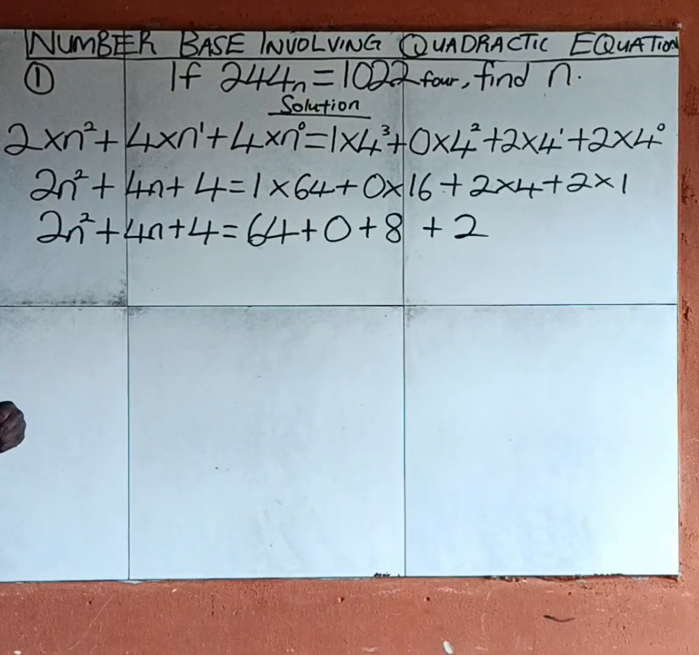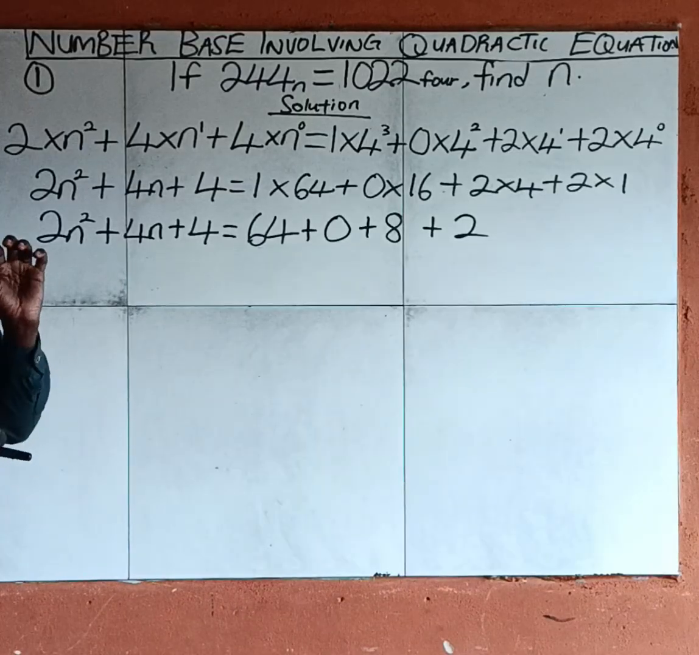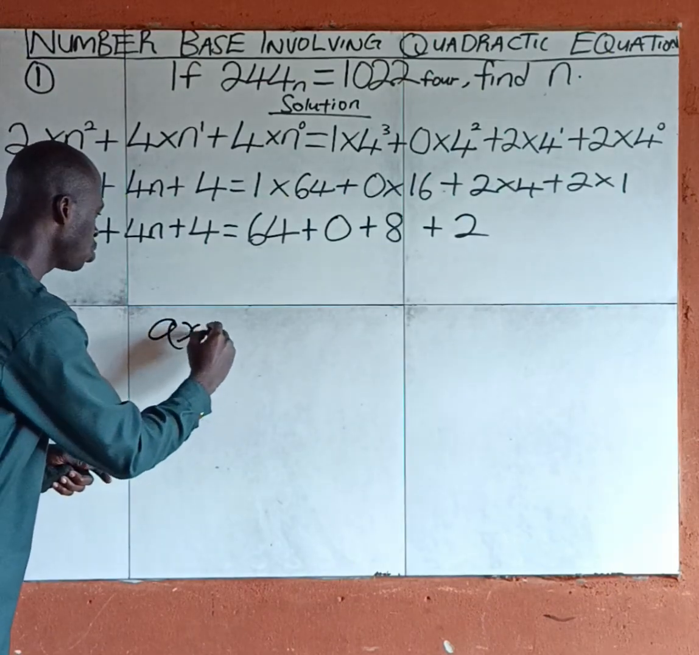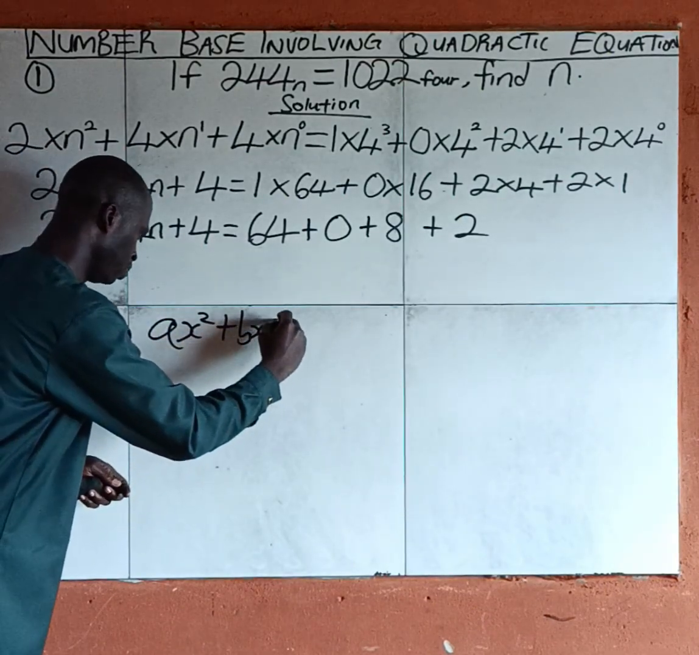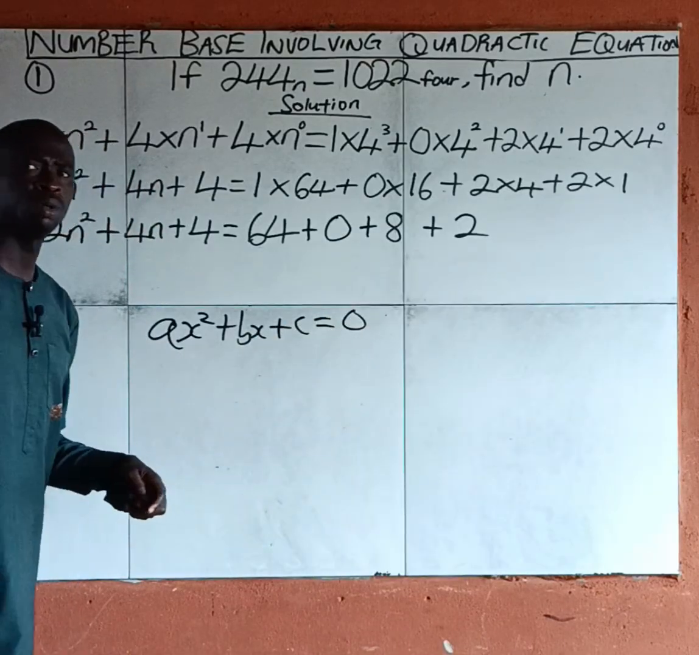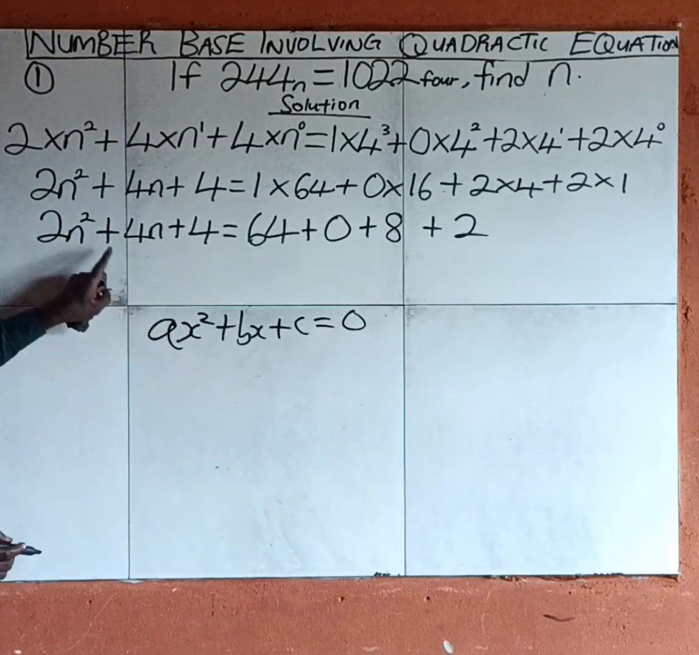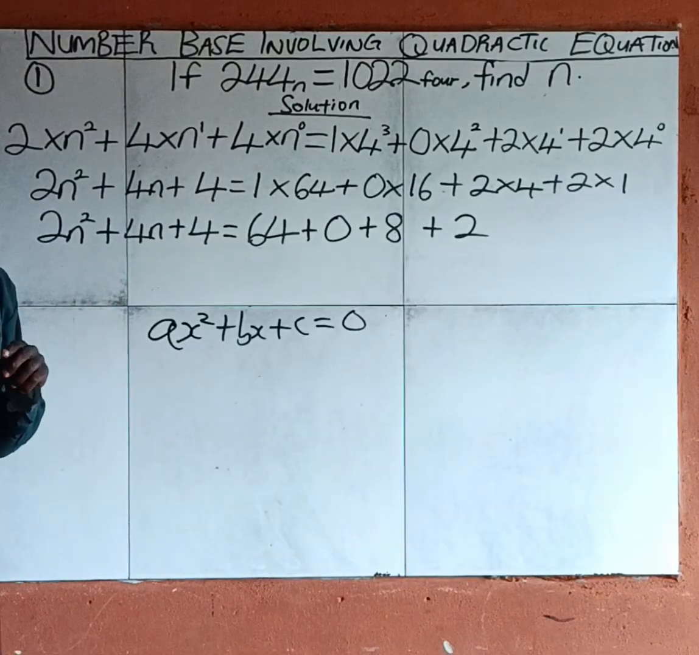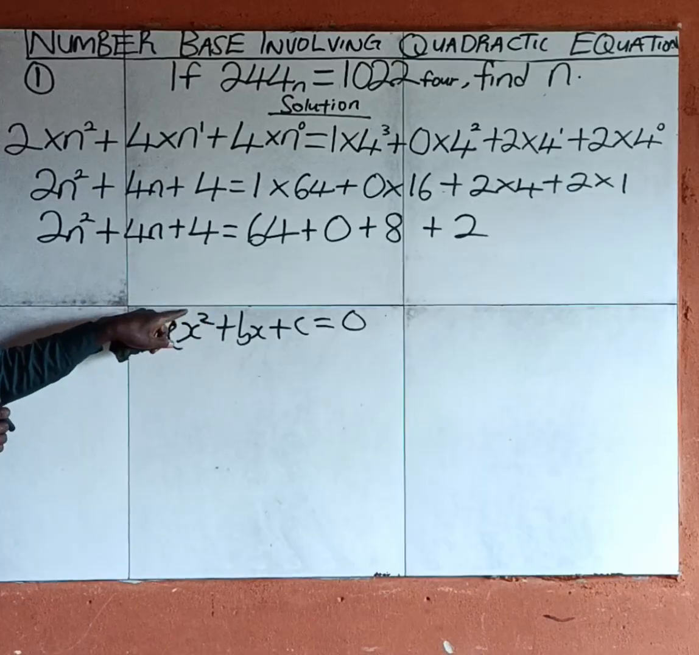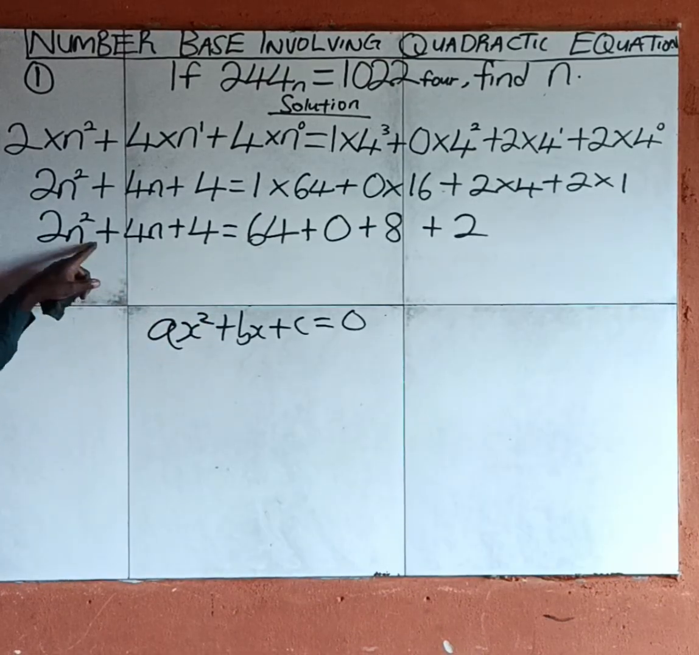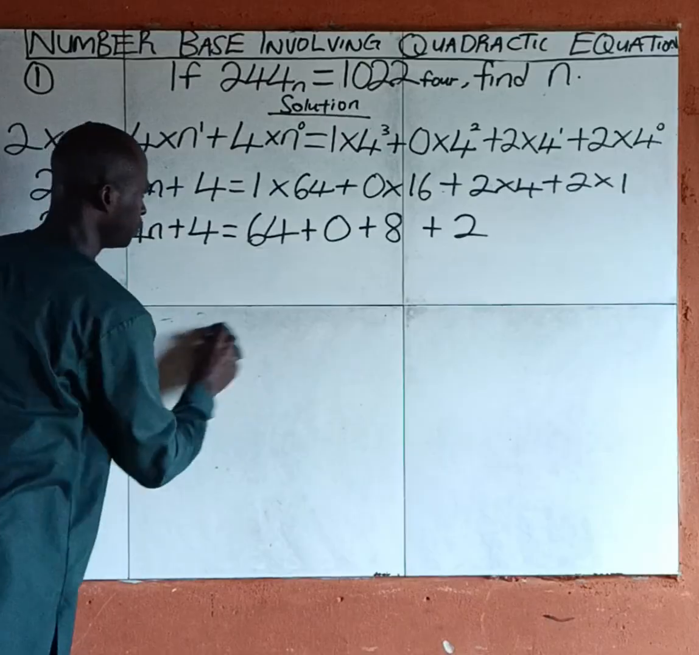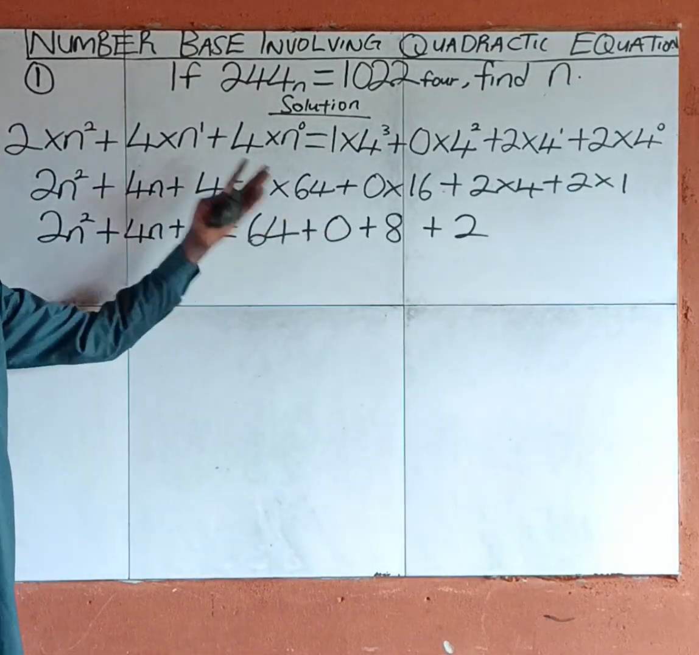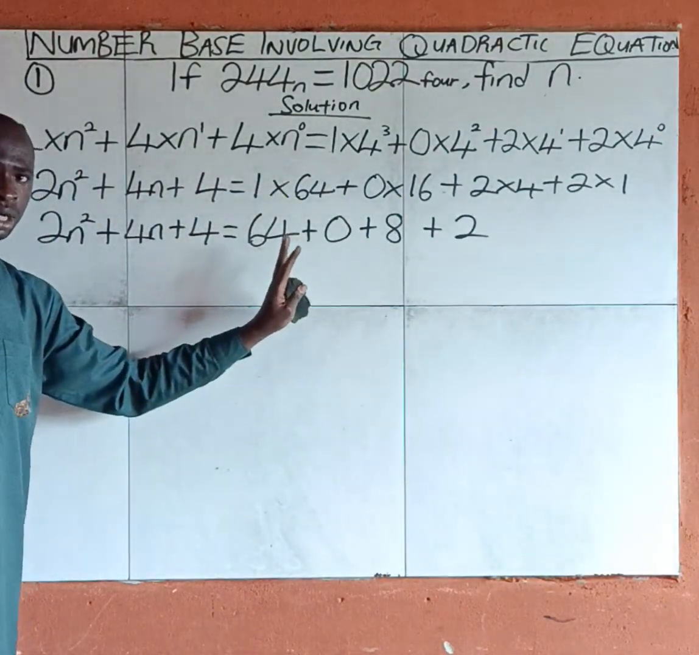Now the next thing you're going to do, I want you to take note of something. You still remember the formula of a quadratic equation, ax squared plus bx plus c equal to 0. You can clearly see that what we have here looks like the quadratic equation. If you observe, we are already heading towards a quadratic equation. So at this stage, everything you are having here, you are going to throw it to this side and equate your right hand side to 0.